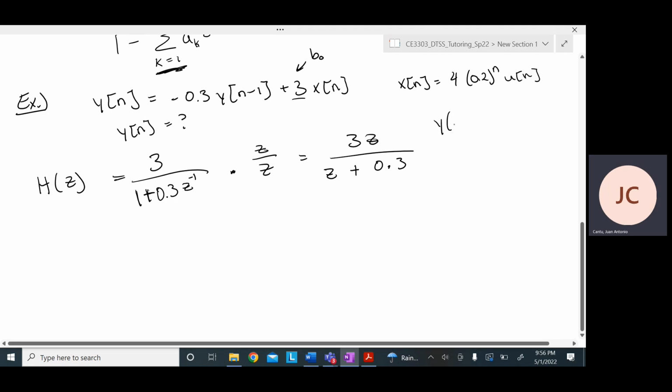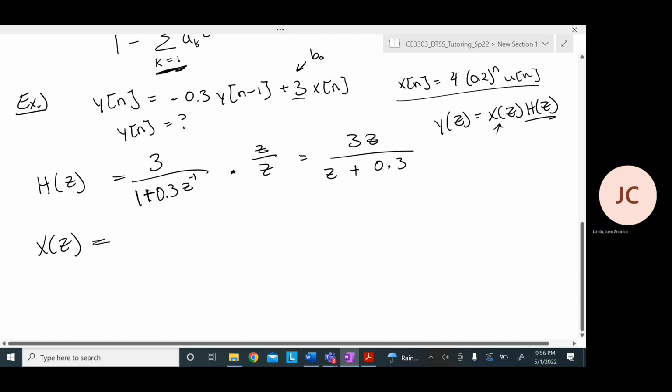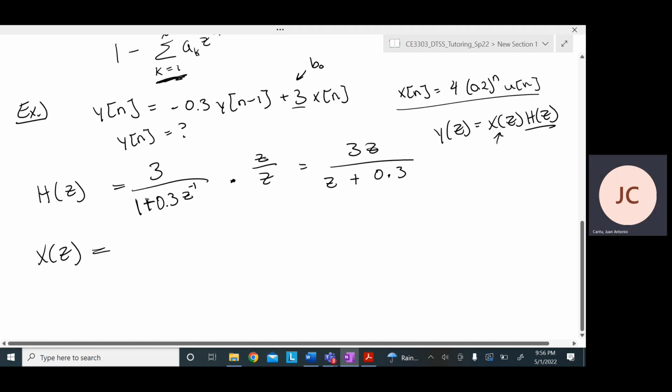So now, remember, Y of z is simply equal to X of z times H of z. So we've got H of z, cool. Now we need to find X of z. And X of z is just going to be the z transform of our input signal x of n. Does this function look familiar from the z transform table?